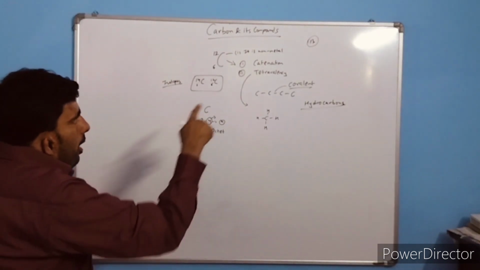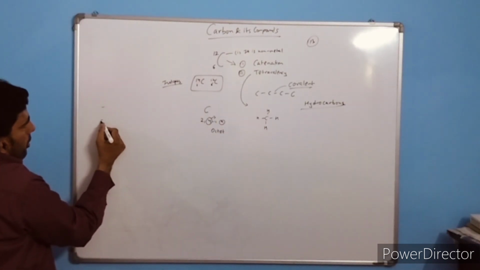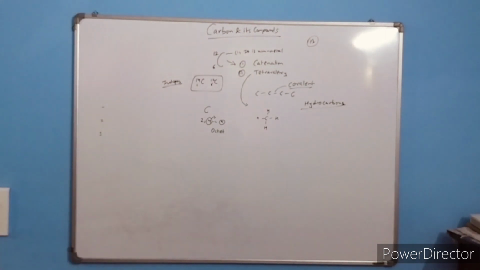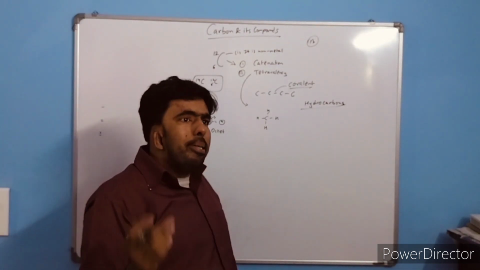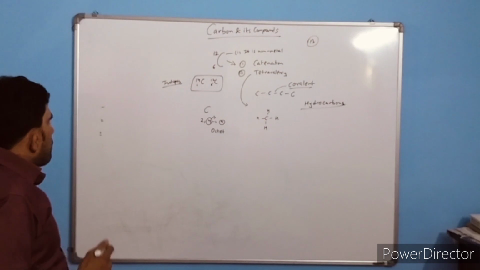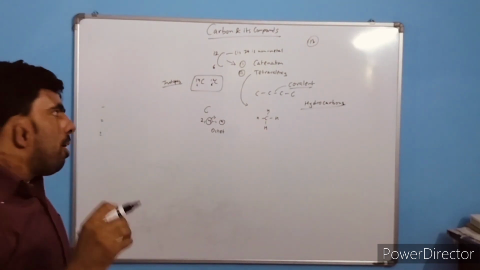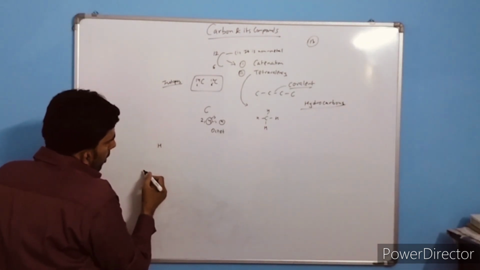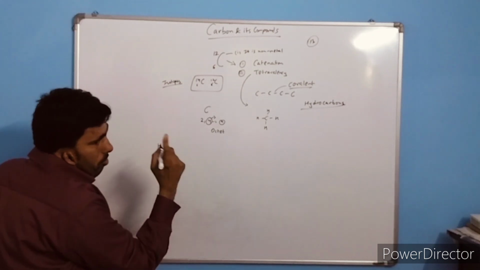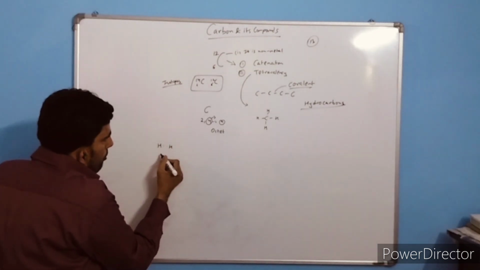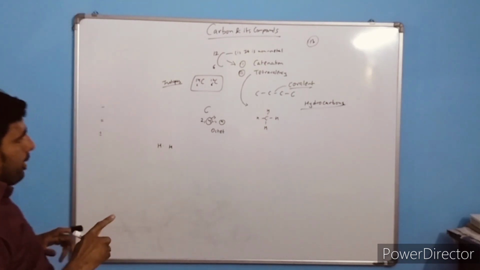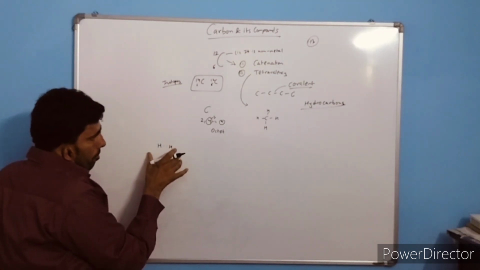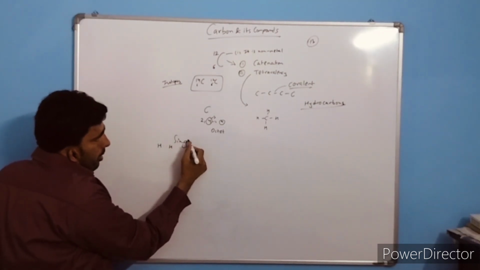That is, they make single bonds, double bonds, and triple bonds. Now, what's the story behind single, double, and triple bonds? Let us discuss. Single bond means, for example, if I take hydrogen, its atomic number is 1, so it shares 1 electron. So, 1 electron they are sharing. That is why we say single bond.